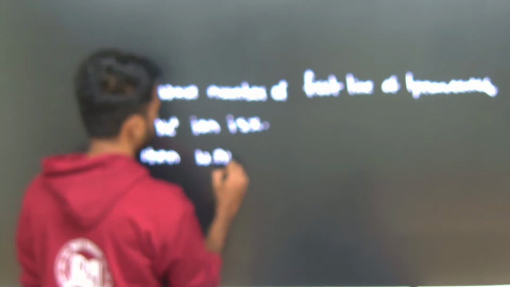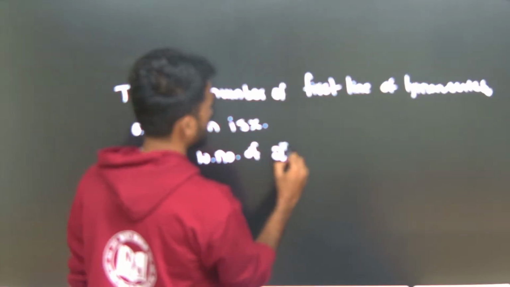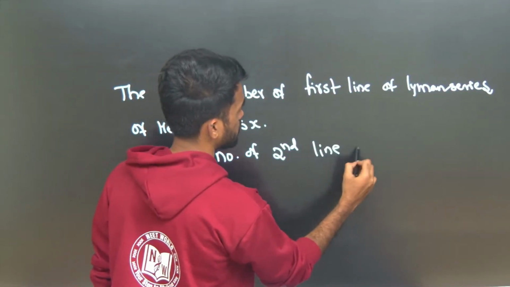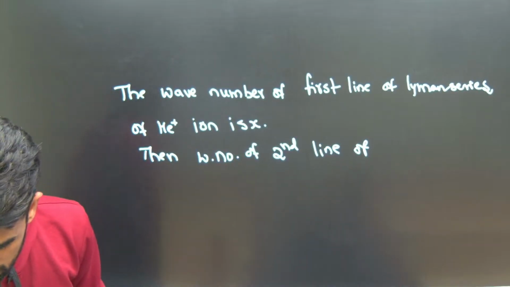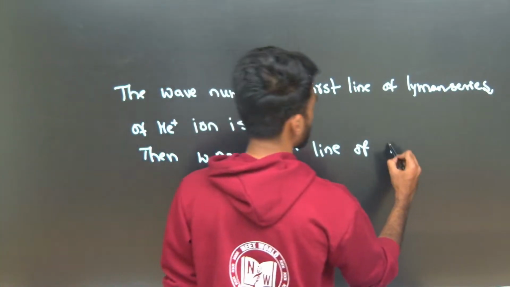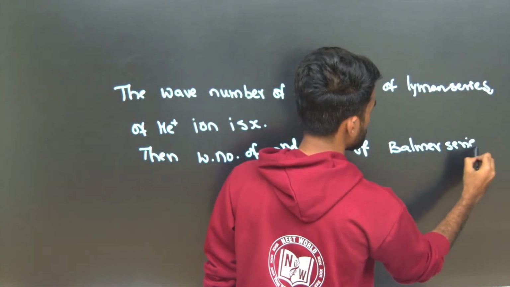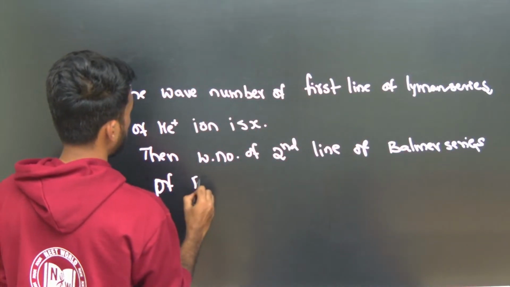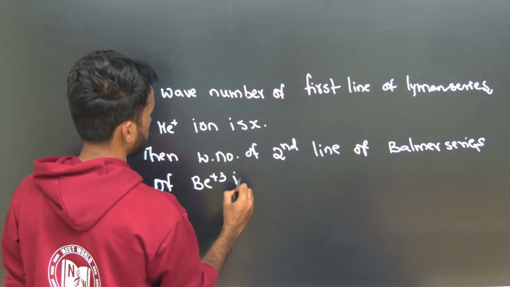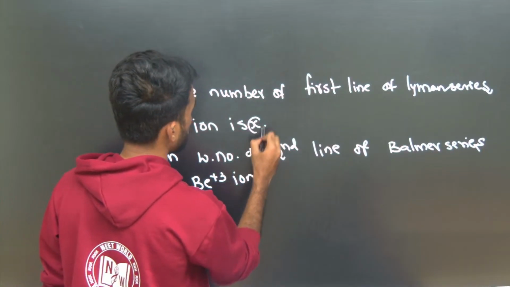Then what is the wave number of the second line of the Balmer series for Be3+ ion, in terms of this X? We need to answer.